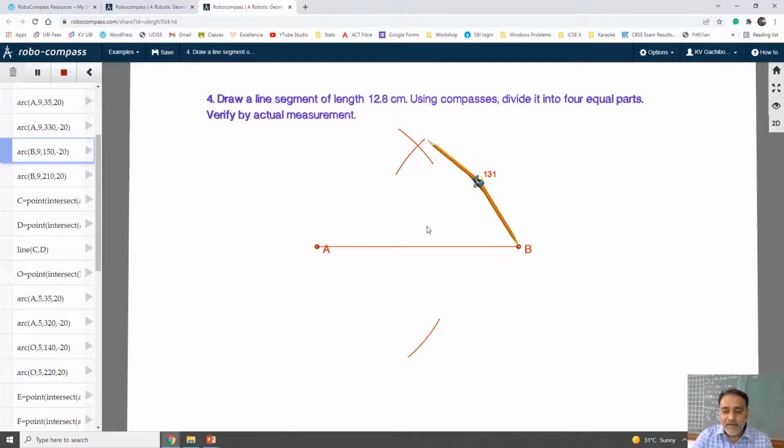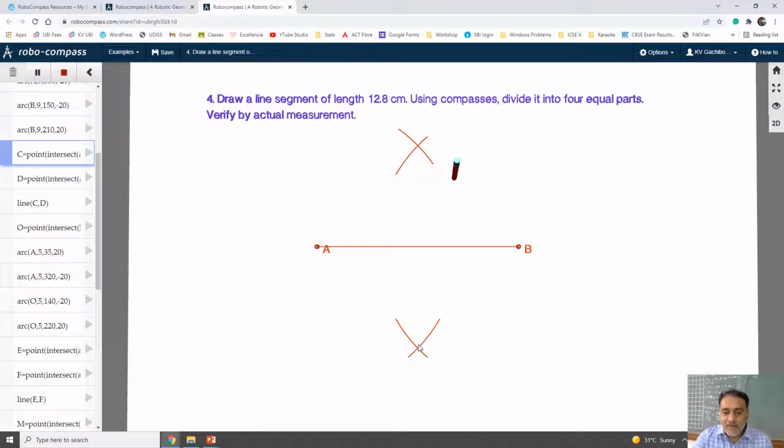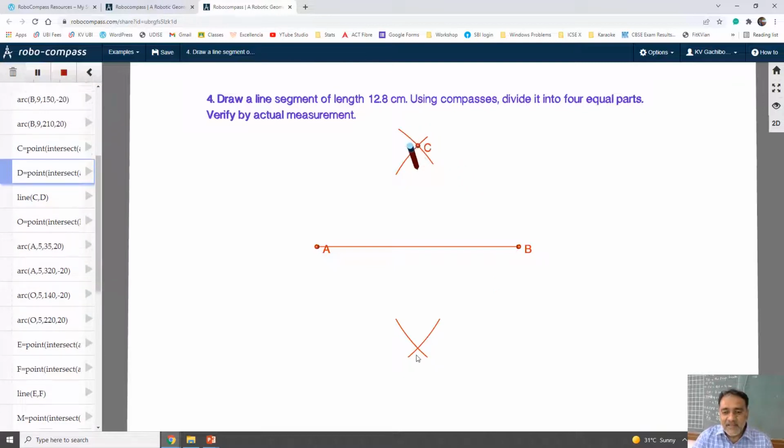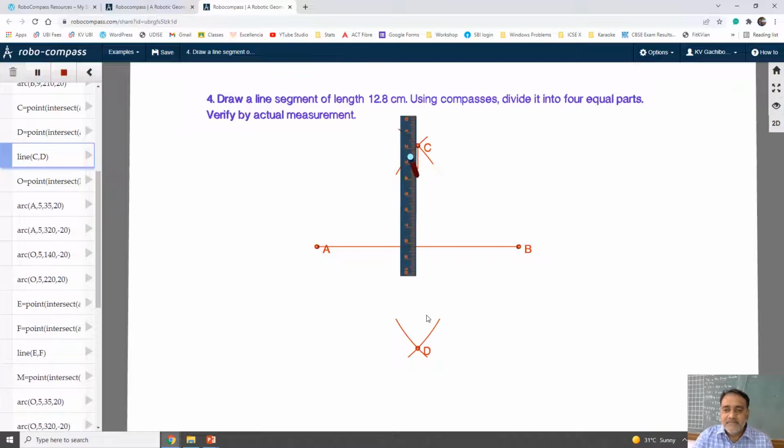Now we will draw on this side. Okay, both will intersect at point C and D. तो इसको C और इसको point D ले लेते हैं. C and this point D. Now we will join CD by using a ruler. Okay, so it will intersect AB at point O. This point is O.